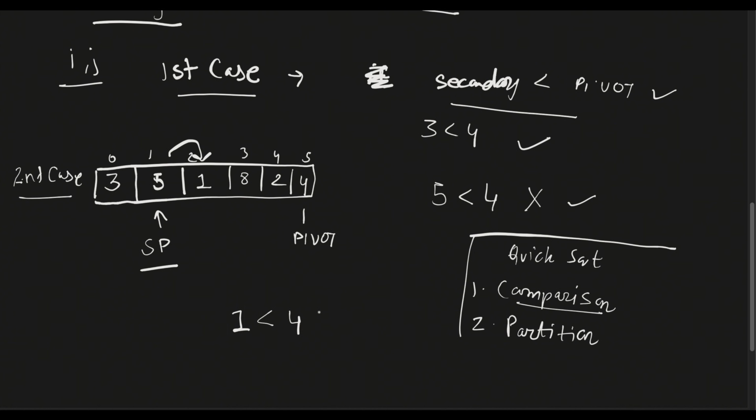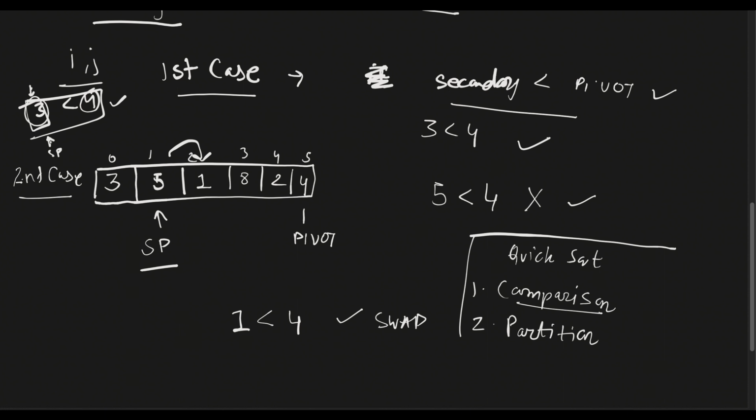Now, is my 1 less than 4? Yes, this is true, then I will be doing the swapping. But let's go to the first case that I have told you. In case of the third, where my 3 is less than 4, I haven't done the swapping. Why? Because my secondary pointer is in its own place, and my i, or my loop, is also in the same position. So I have done the swapping but at the same position.